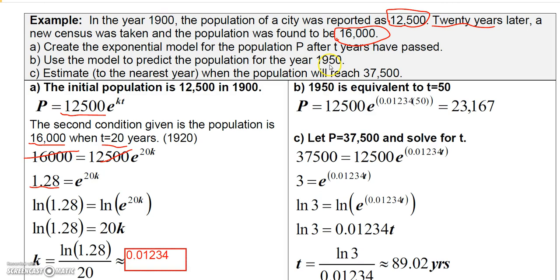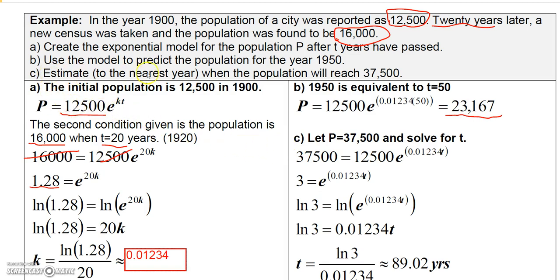So the year 1950 would mean that t is 50. So we'll just take this model and replace t with 50, and we'll grab our calculator and calculate 12,500 times e to the power of 0.01234 times 50. And to the nearest whole number, I got 23,167 for the population.